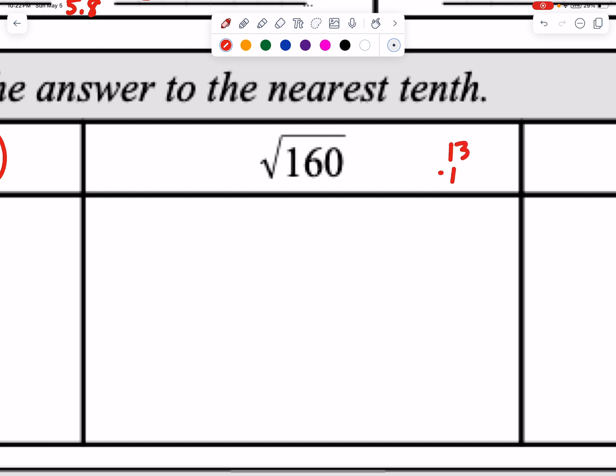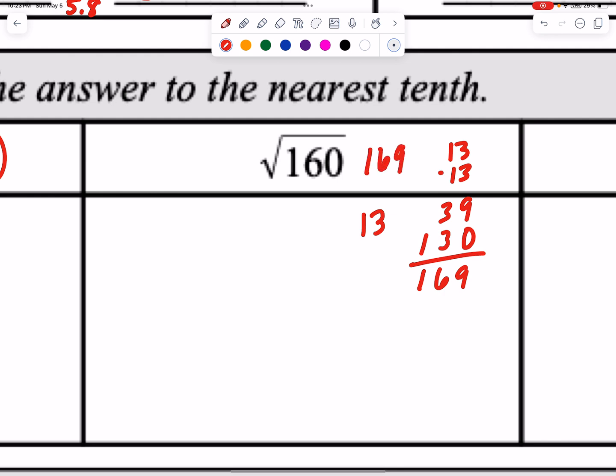13 times 13, let's see, 10 times 10 is 100. 3 times 3 is 9. Let's see, we got 9, we got 3, 0, 3, 1, 169. Okay, so I think this is going to be a 13 on this side, which gets me the 169.